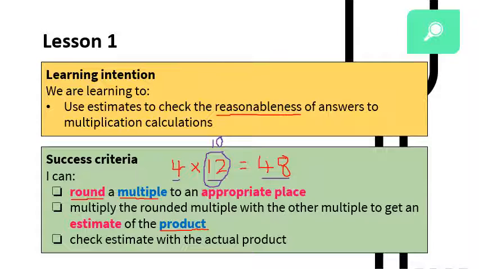That's kind of what we're doing today. We're going to be multiplying the rounded multiple, which here would be the 12, with the other multiple, which would be the 4, to get an estimate of the product. My estimate there would be 40, because I rounded the 12 to 10, multiplied it by 4, and got an estimate. I put an E here of 40. Then I just check the estimate with the actual product. 40 and 48, I said that they're relatively close, so it's a reasonable estimate.